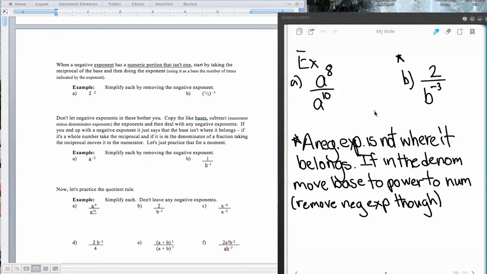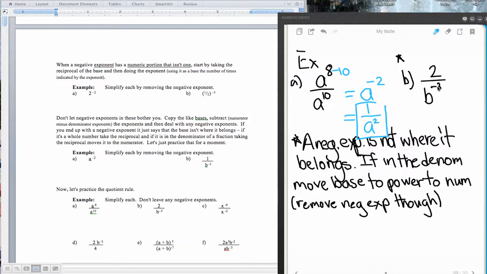All right, now here are some examples that are going to show us exactly what we ran up against with our couple of unsimplified answers earlier. So we have a quotient rule here, just like we did before. So we're going to do numerator minus denominator exponent. So we're going to copy that like base A, and 8 minus 10, which is a negative 2. And now we have that negative exponent. Well, now we know what to do with that. A negative exponent means take the reciprocal of it and raise it to that power, so 1 over a squared. And you see how that's simplified.